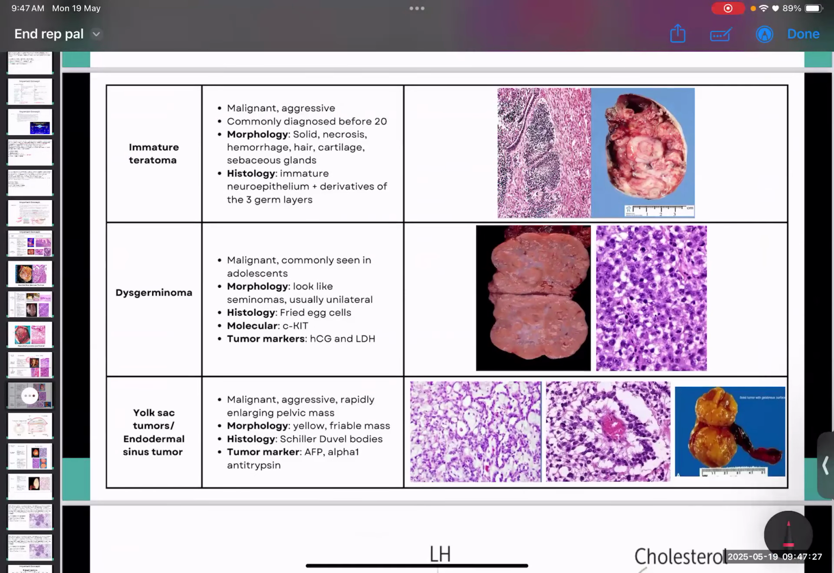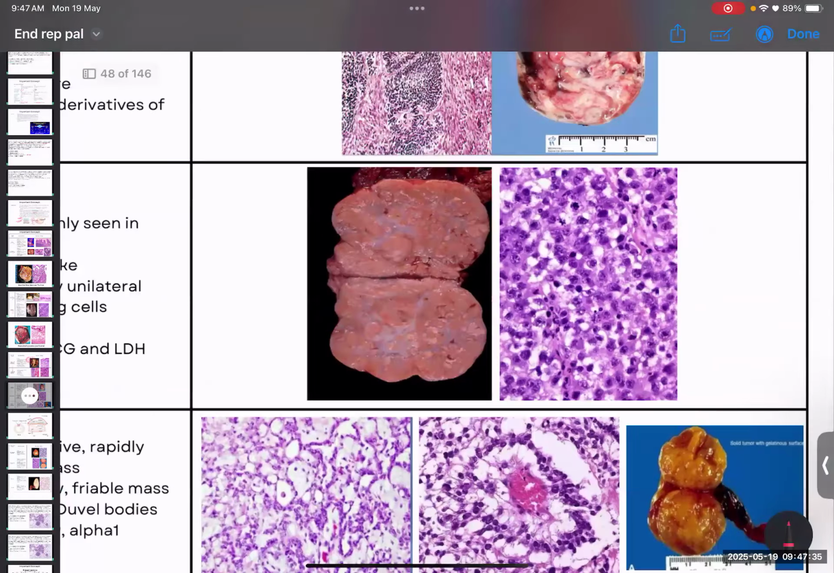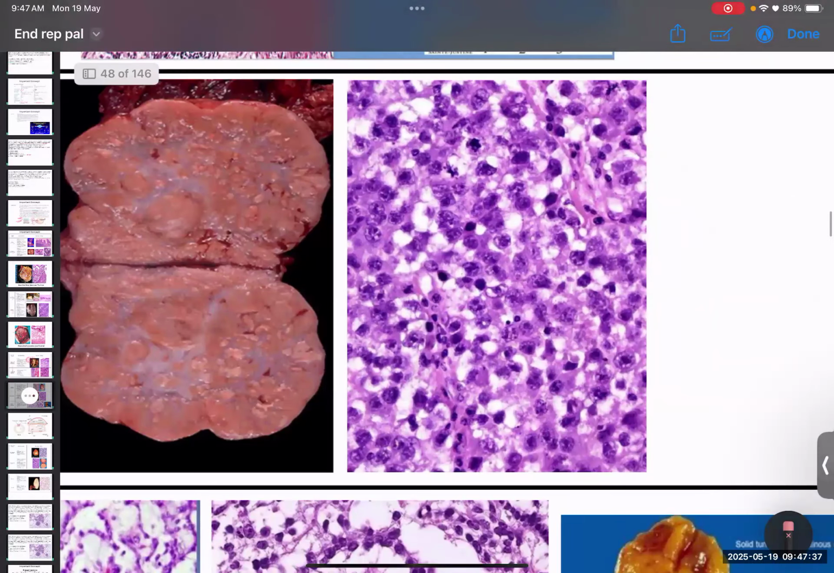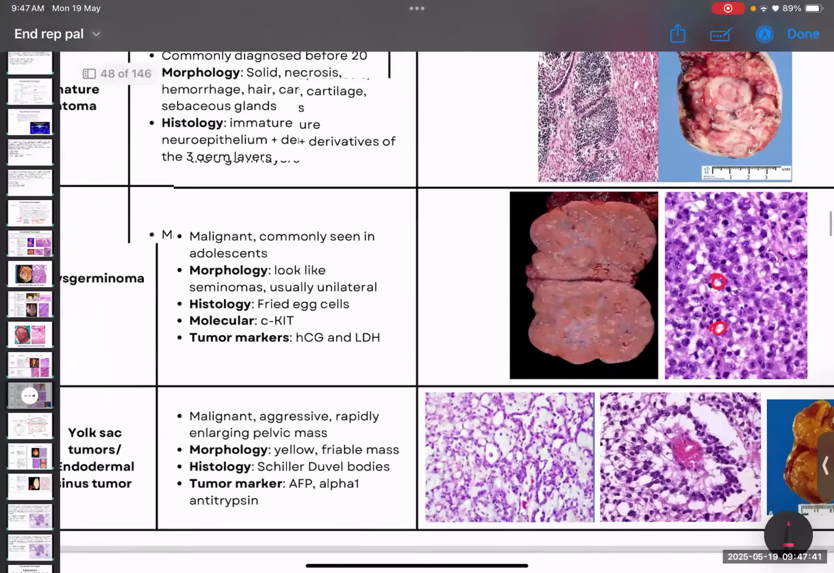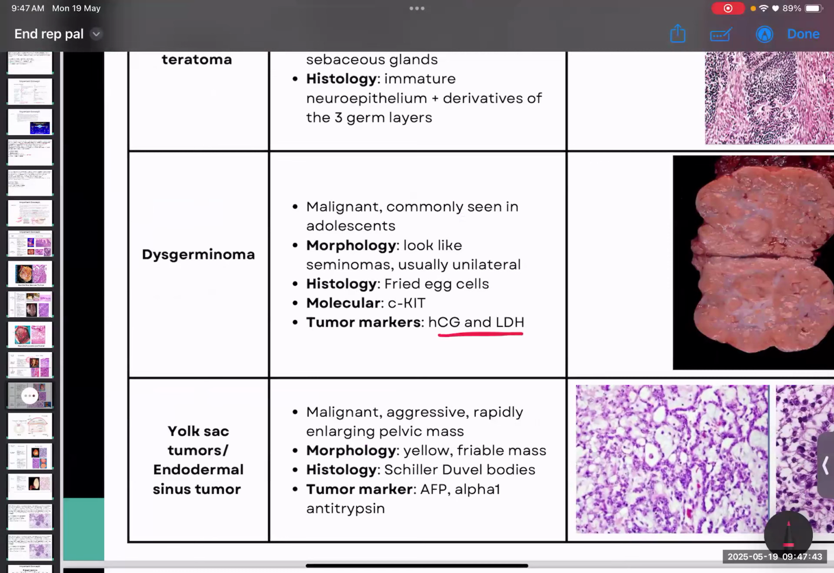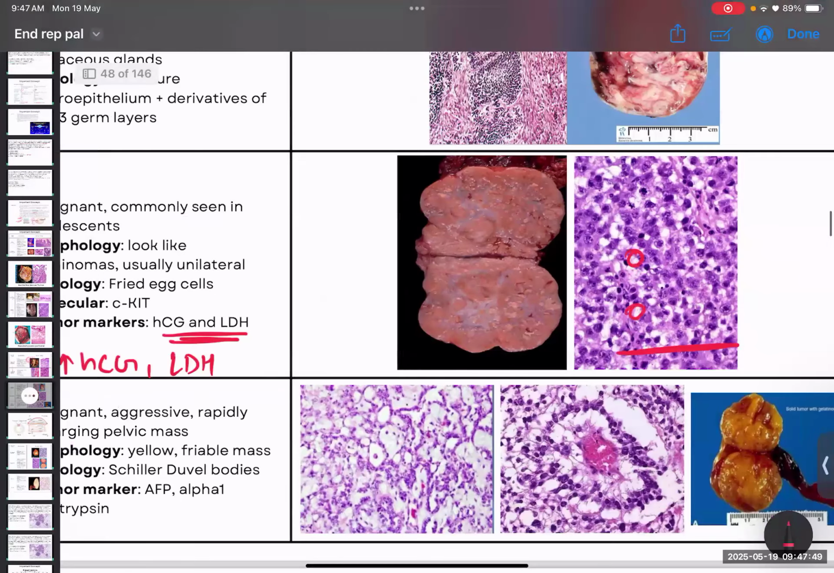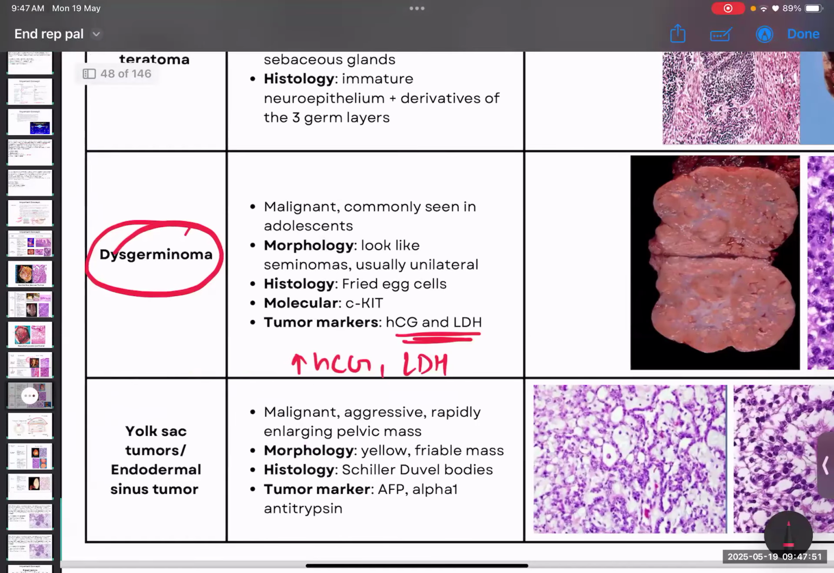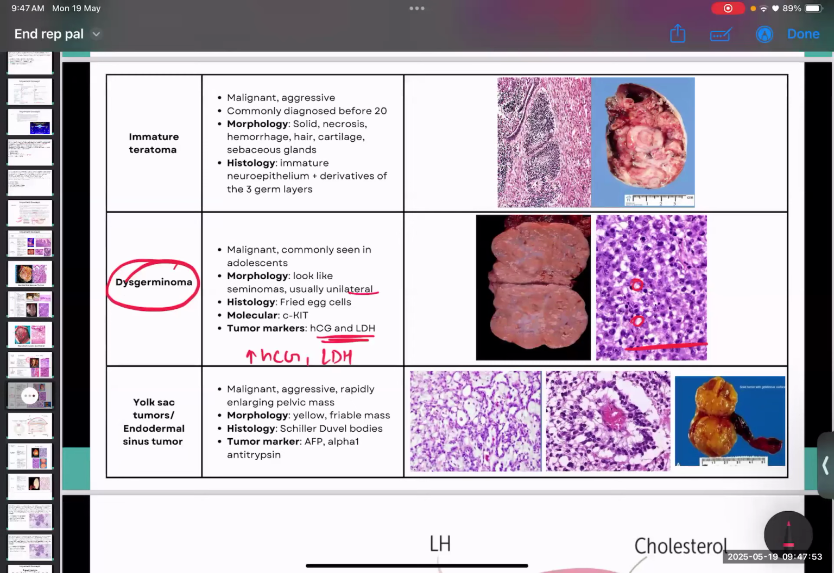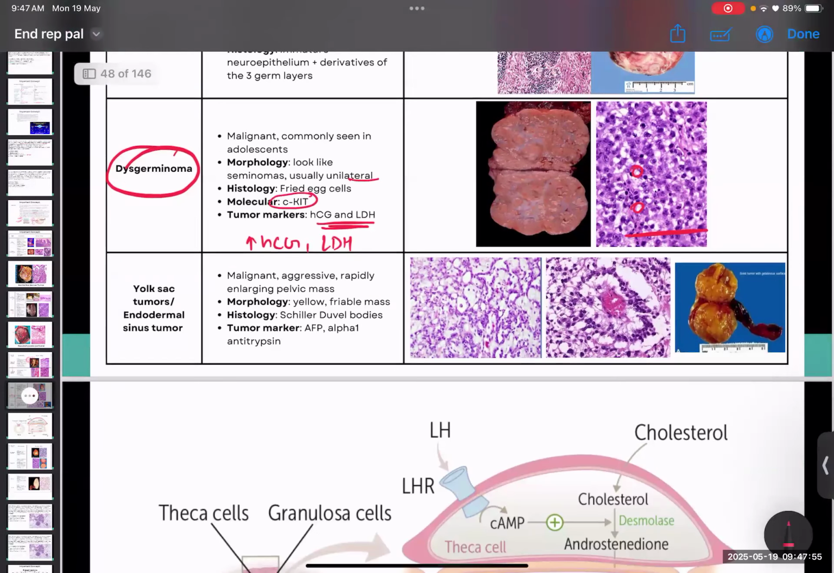With dysgerminomas, these are usually synonymous to the seminomas in males. So they have a very characteristic appearance of fried eggs, okay? So if you see this appearance, you know that it is a dysgerminoma. Another thing about dysgerminomas is that they're going to have high levels of HCG and LDH. So they'll say that tumor markers like HCG and LDH are elevated, plus they'll show you this, you will know the answer is dysgerminomas. And they're usually unilateral, associated with c-KIT mutations.